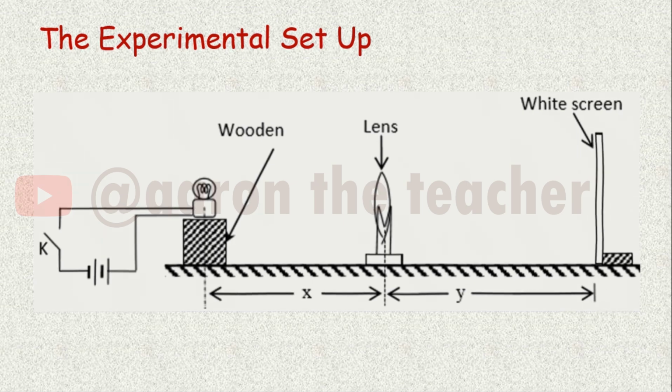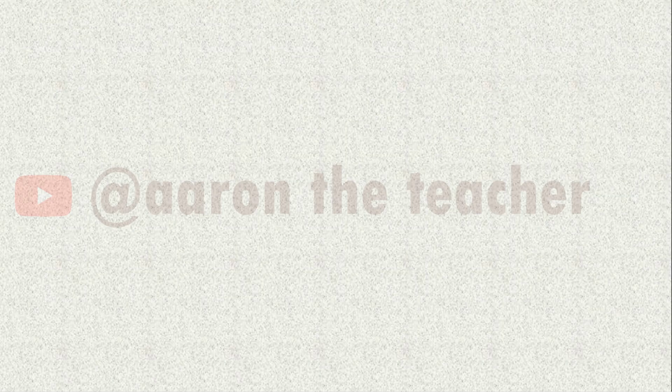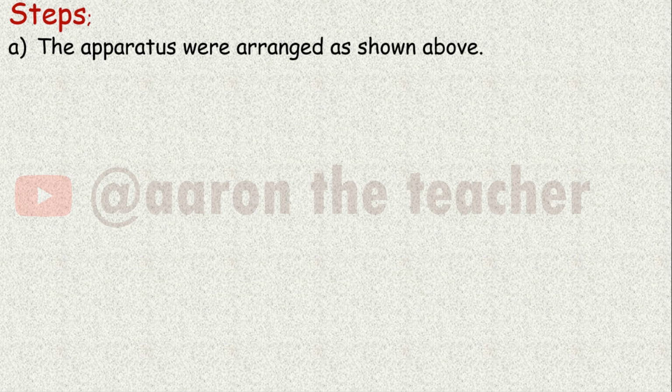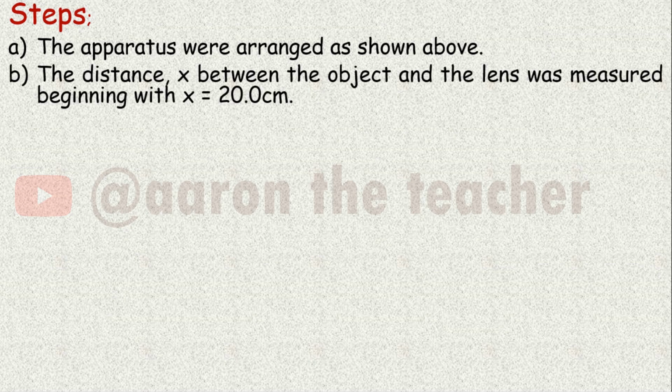We shall go on now to the steps which we are going to follow to carry out our experiment. The first step, of course, is that our apparatus is arranged as shown above. As you've seen it, that is how you're going to set them in the practical. Moving on, the distance x between the object and the lens was measured beginning with x equals 20.0 centimeters. I've begun with this, and I'm going to go on increasing in a particular range.